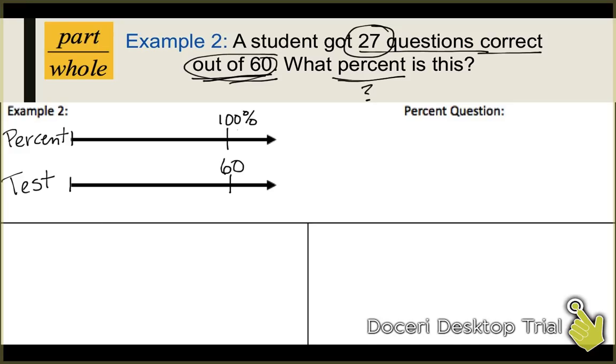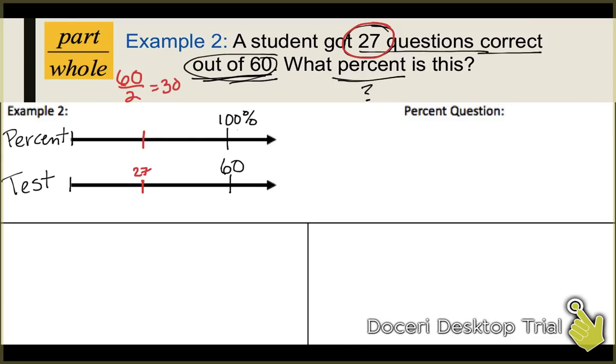Okay, and now I need to graph this 27 questions. Well, I know that half of 60 is 30. So if I were to estimate where 27 would be, it would be right under 50%. So I'm going to estimate it right here. So it's going to be kind of right there. Now if we think about it, I just said that it's going to be right below 50%. So we know that our percent is going to be less than 50%.